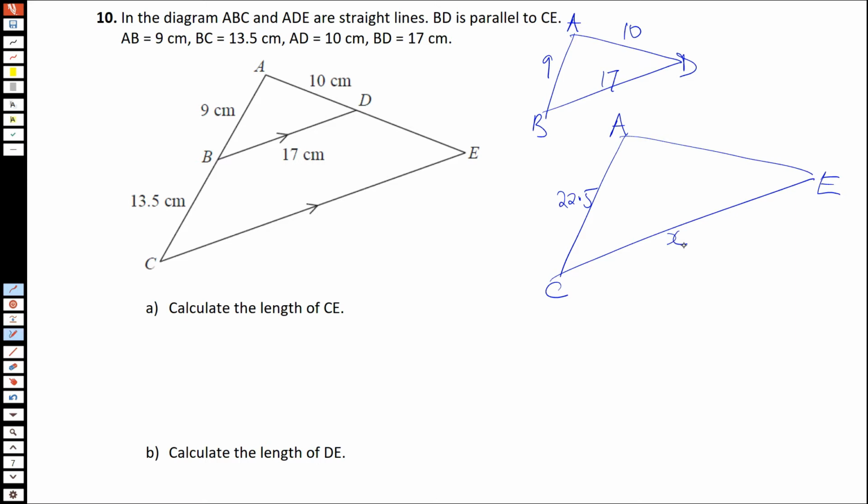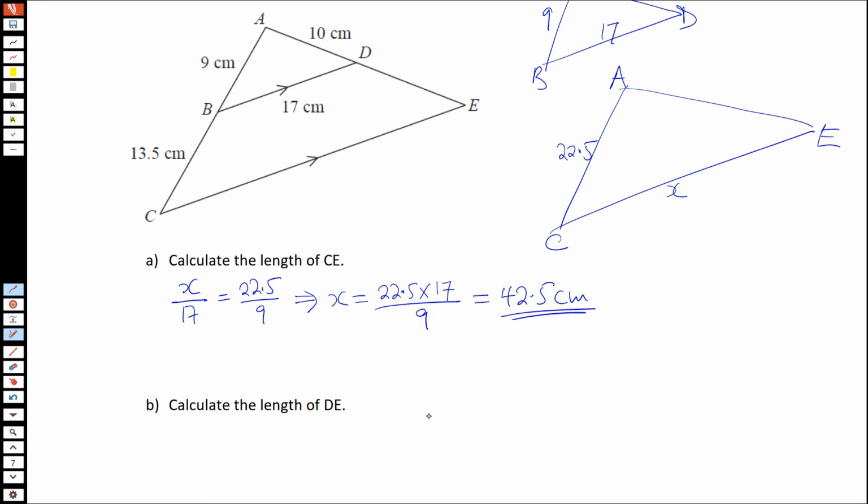So using these two similar triangles that I've sketched, we can take the ratios of the corresponding sides. So basically X, which is CE, over 17 should be equal to 22.5 over 9, which implies that X should be equal to 22.5 multiplied by 17 over 9, and that will give us 42.5 centimeters.